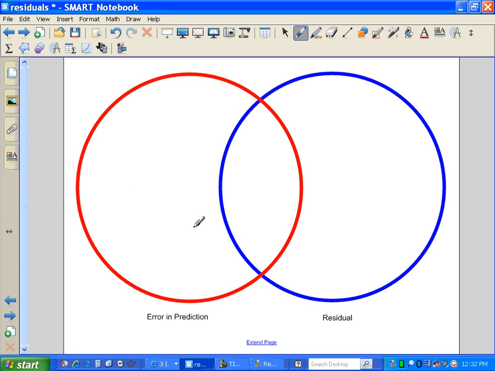Okay? So let's summarize. Error in prediction versus residual. How are they alike? How are they different? Well, we find them the same way. We do the predicted value minus the actual value. So either way, the calculation's the same. Use the model to find out what's predicted, subtract what we actually observe, what actually happened.